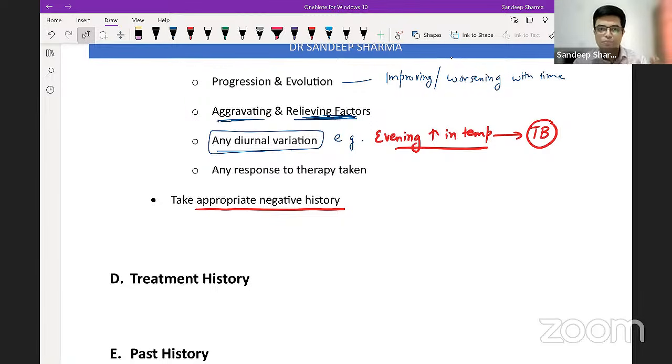So it should be an appropriate history related to the complaint that you should be asking. If there is a history of fever for 7 days or 10 days, then you will ask for history of burning micturition also, where localization is not present. It is a thing which comes with art. You learn with time, and in any chronic illness, you will always ask for progressive loss in weight and appetite. So appropriate negative history needs to be taken.